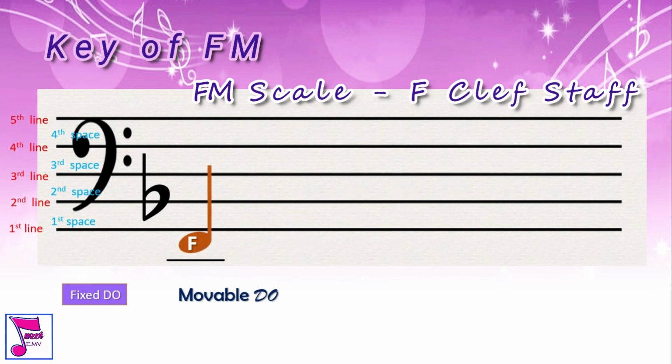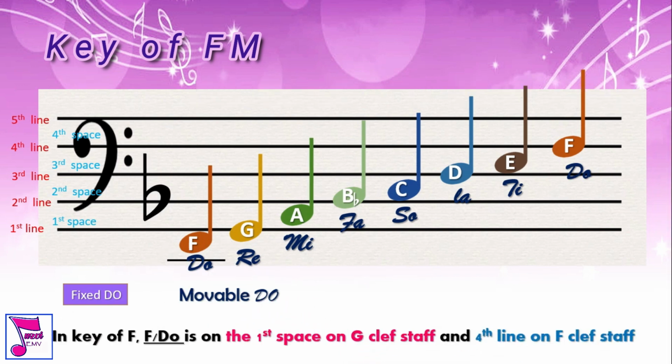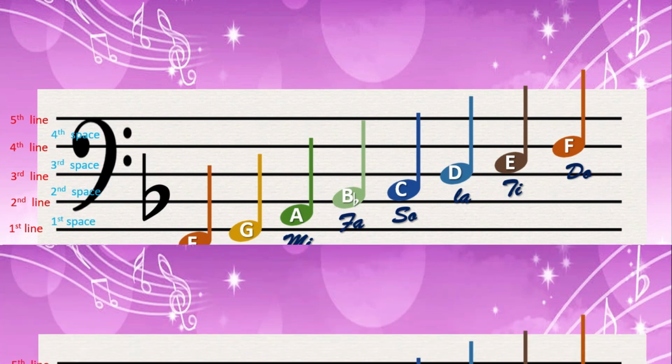Again, Do F is on the 1st space below the staff. G Re on the 1st line of the staff. A Mi on the 1st space. B flat Fa on the 2nd line. C So on the 2nd space. D La on the 3rd line. E Ti on the 3rd space, and the higher Do or higher F is on the 4th line. Let's listen.